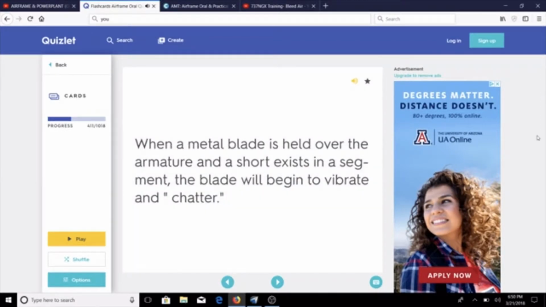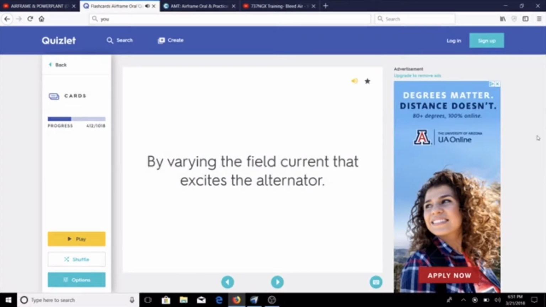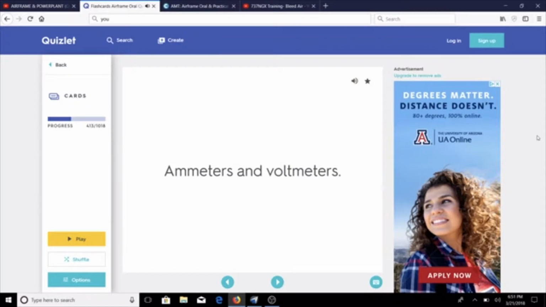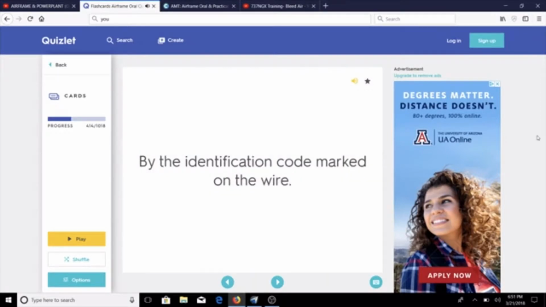When using a growler, what indication will occur when a short exists between armature segments? When a metal blade is held over the armature and a short exists in a segment, the blade will begin to vibrate and chatter. How is the output voltage of an alternator controlled? By varying the field current that excites the alternator. What instruments are used to monitor electrical system loads? Ammeters and voltmeters. How would you identify a specific wire in a wire bundle? By the identification code marked on the wire.